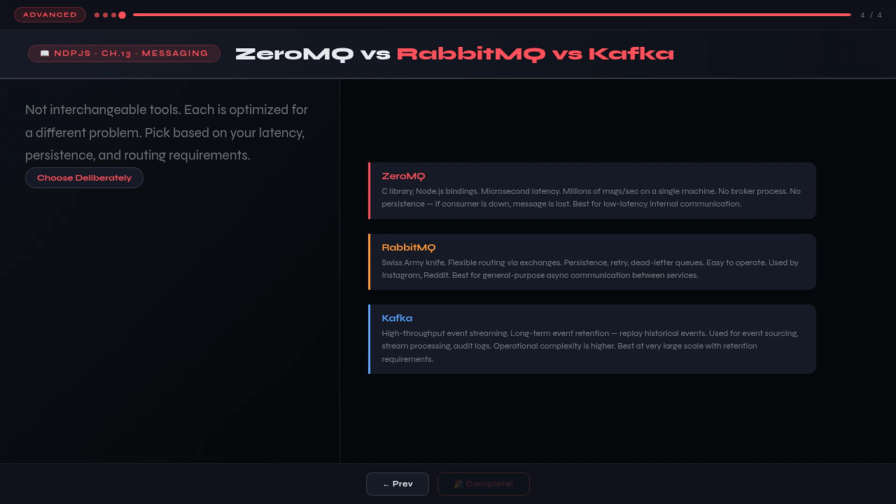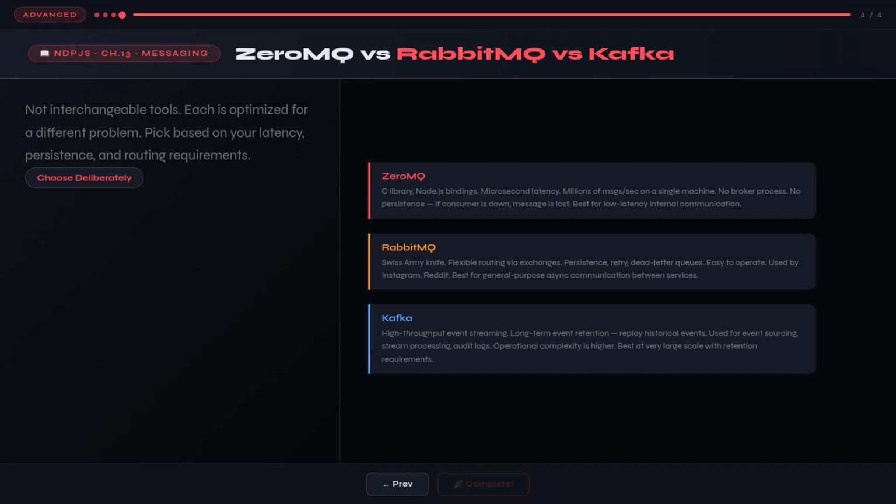ZeroMQ is a C library with Node.js bindings. Latency is in the microseconds. You get sophisticated socket patterns: push/pull for work distribution, PUB/SUB for broadcast, REQ/REP for request reply, without any broker process. A ZeroMQ-based system can process millions of messages per second on a single machine.